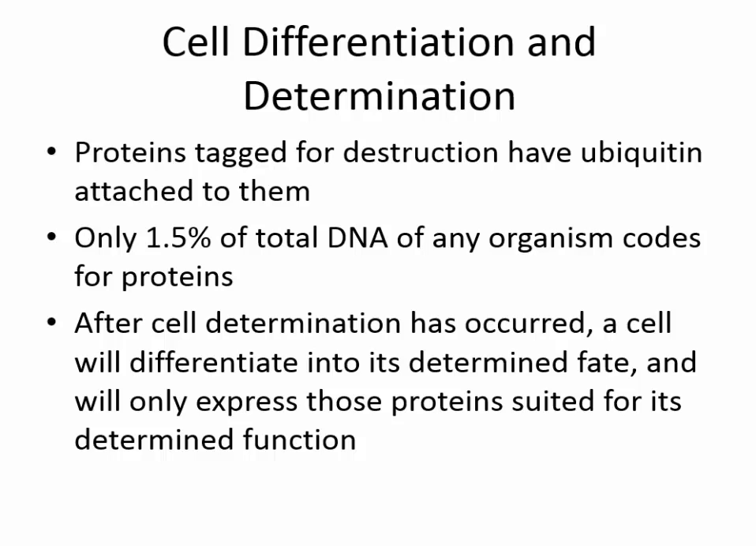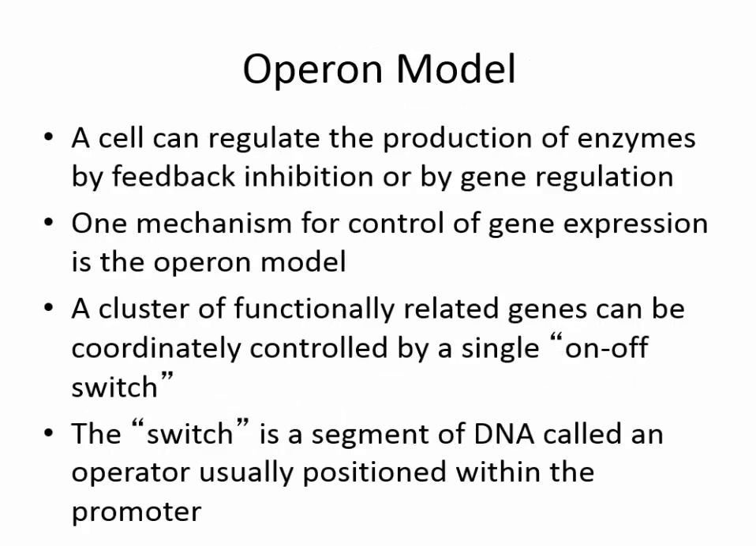Only 1.5% of the total DNA of any organism codes for proteins. Isn't that a staggering number? That is an amazing number. So what does the rest do? We don't know yet. After cell determination has occurred, a cell will differentiate into its determined fate and will only express those proteins suited for its determined function.